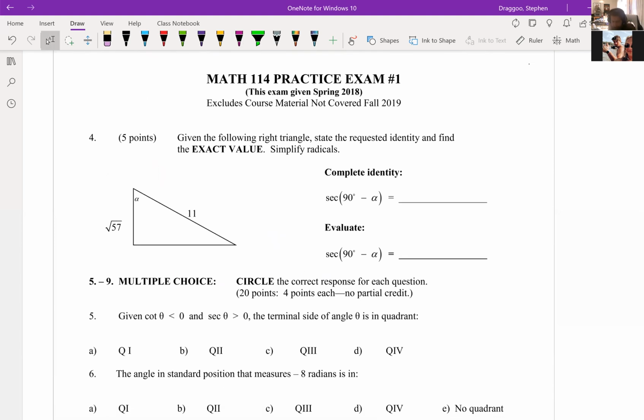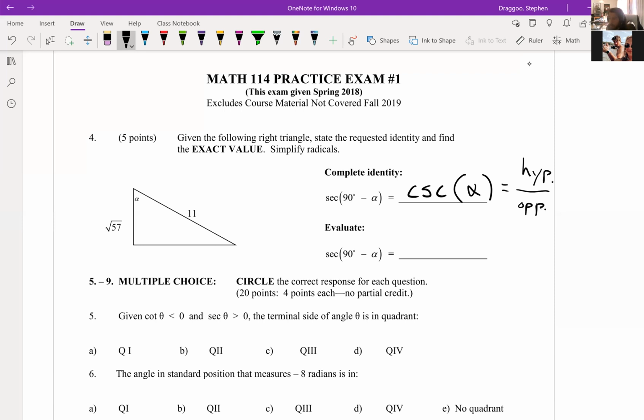All right, problem 4. Given the following triangle, state the requested identity and then find the exact value of said identity. So stage 1, I have the secant of 90 degrees minus alpha. This should be equal to the cosecant of alpha. It's just a cofunction identity, straight from the worksheet. Which means that the cosecant of alpha is equal to hypotenuse over opposite, since it's the reciprocal of sine.